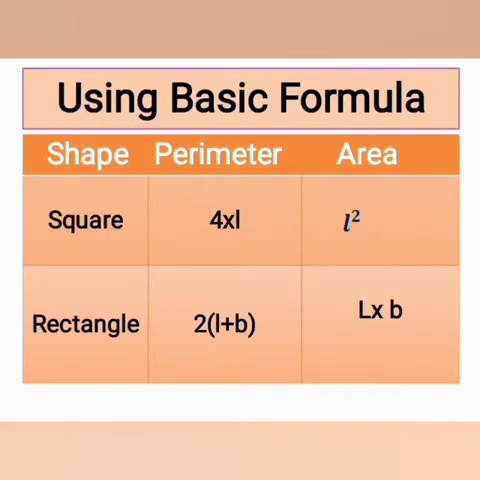Using basic formulas, let's start with the square. To find the perimeter of a square, L is equal to the side. So the perimeter of a square is equal to 4 into L and the area will be L into L, that is L square. Let's find the perimeter and area of a rectangle. Here L is equal to length and B is equal to breadth. So the perimeter of a rectangle is equal to 2 times (L plus B) and area is equal to L into B.